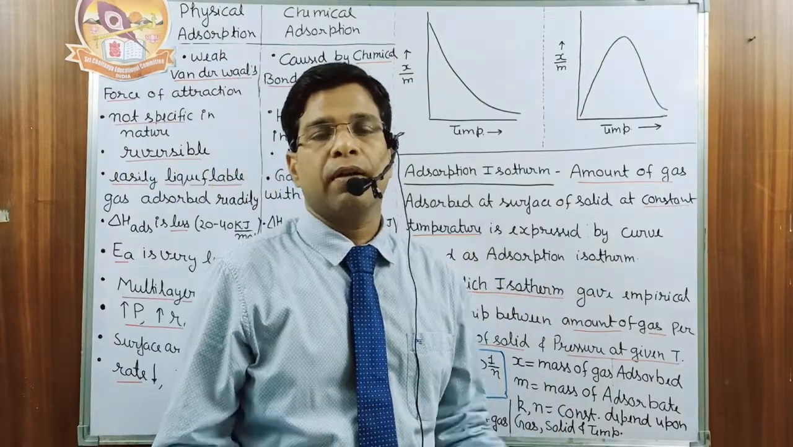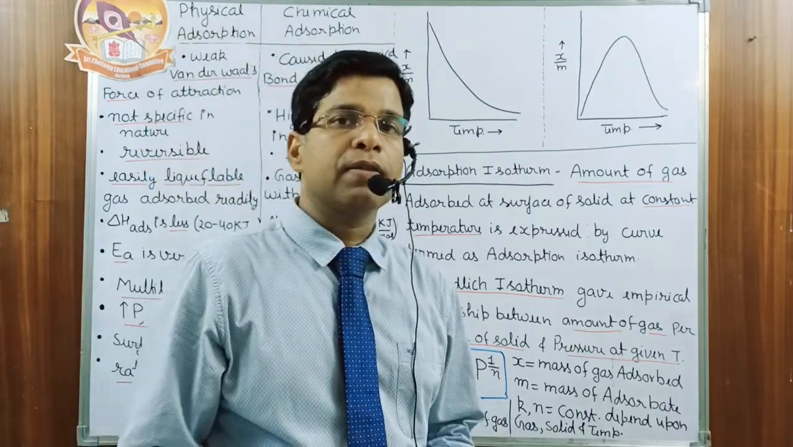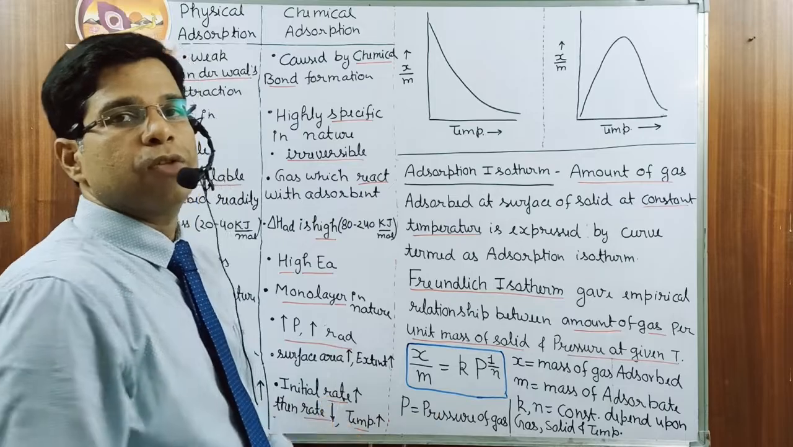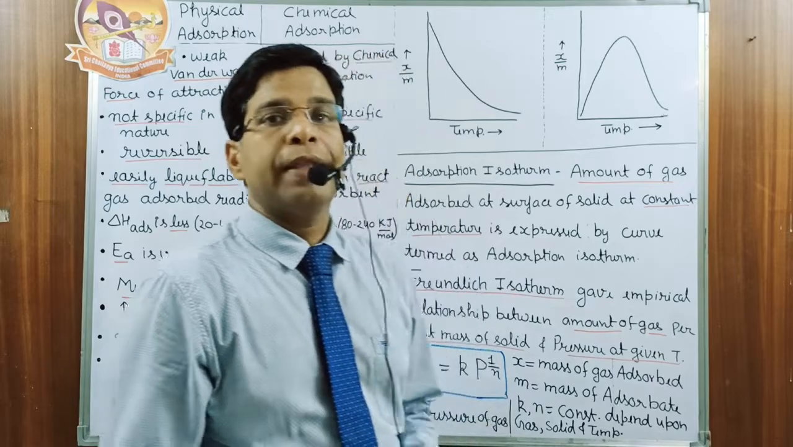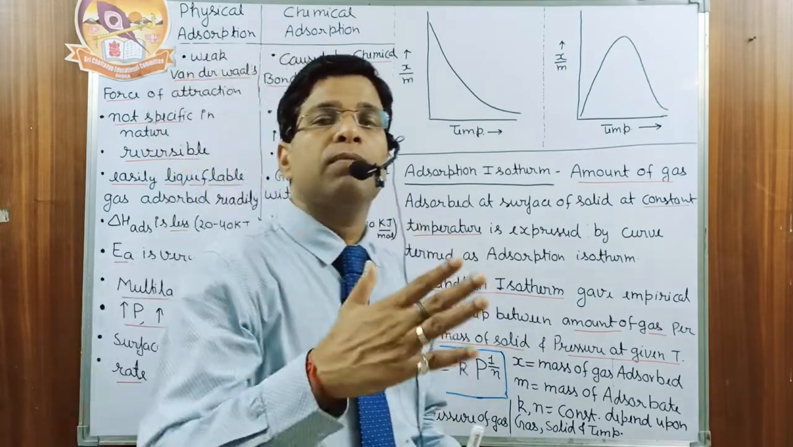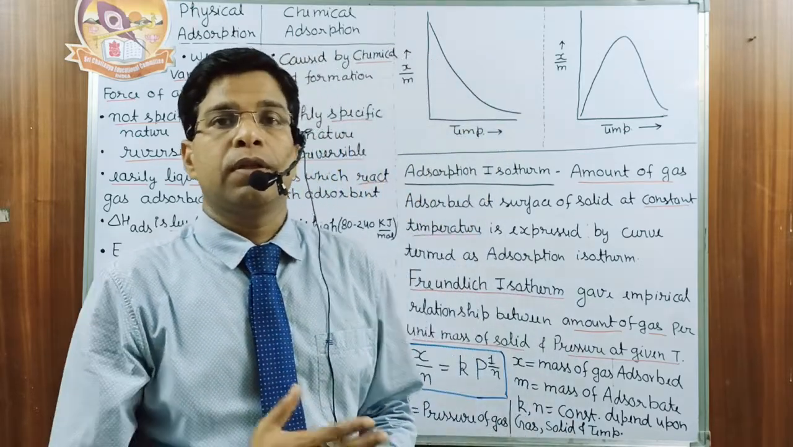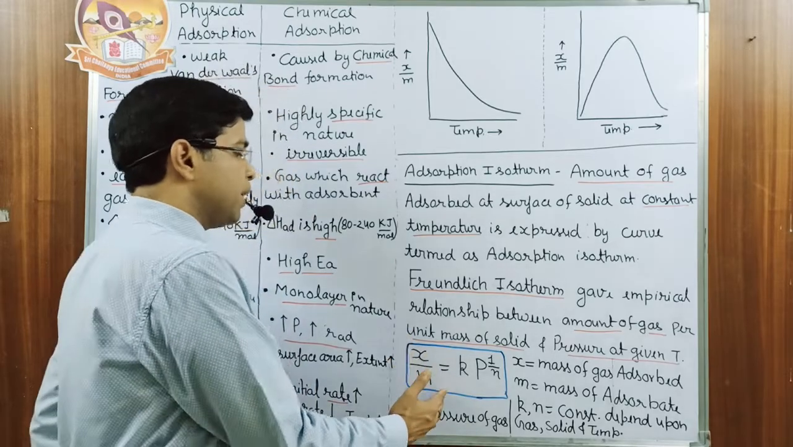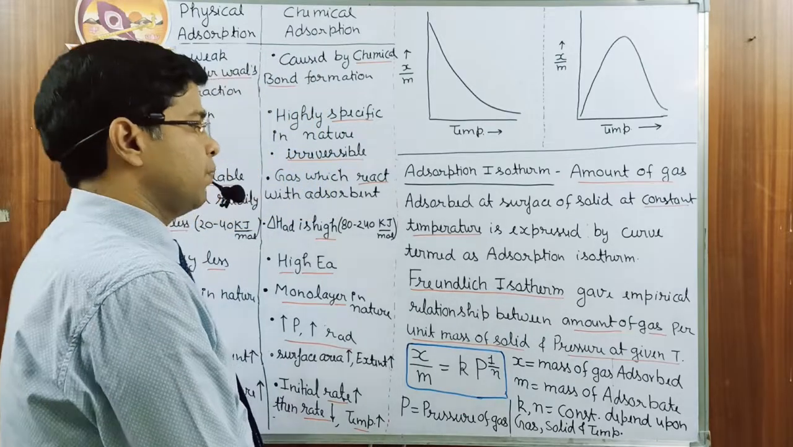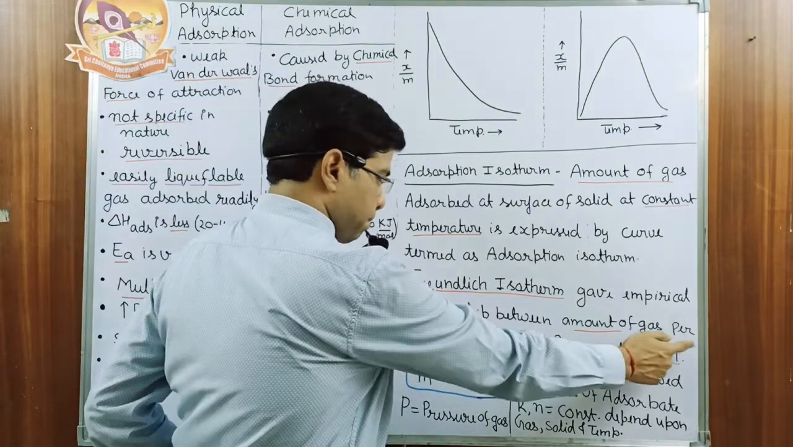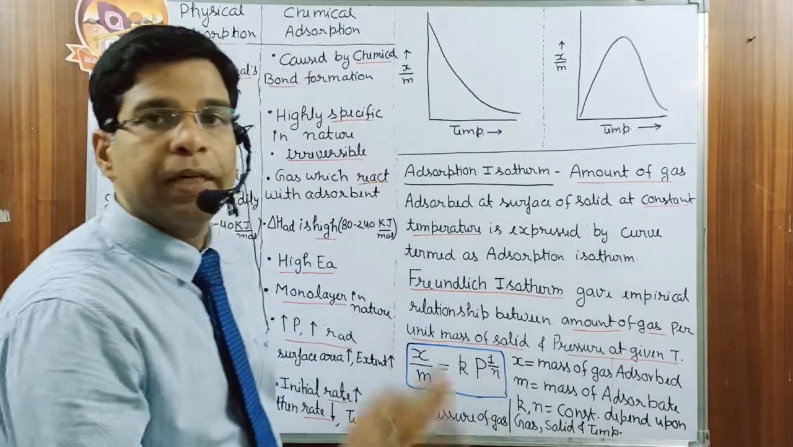We have certain graphs. With the help of the graph we will study the amount of the gas adsorbed at the surface. We have the Freundlich isotherm. Scientist Freundlich gave this empirical relationship, that gives the relationship between the mass of the gas, mass of the adsorbent and the pressure. This empirical relationship is x by m equals k p power 1 upon n. They gave the empirical relationship between the amount of the gas per unit mass of the solid and pressure at a given temperature T. Temperature we have to take constant.